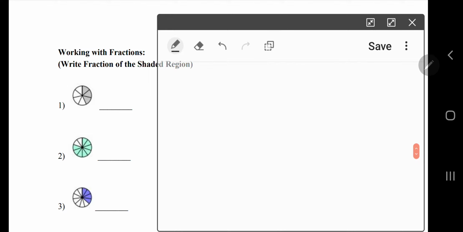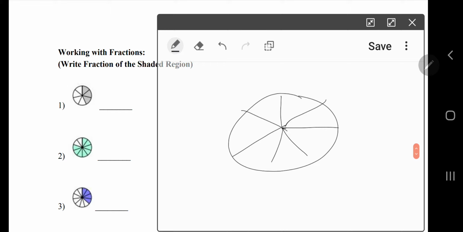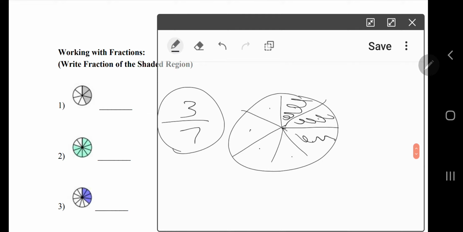So now let's try an example problem. So let's try number 1. Let me see if I could draw this well. Not the best drawing, but we'll work with it. So there's 3 that are shaded. So we know 3 are shaded. That number goes at the top for the numerator. And now the total, which is 1, 2, 3, 4, 5, 6, 7. So we have 7 total. So that means 3/7 of the circle is shaded.